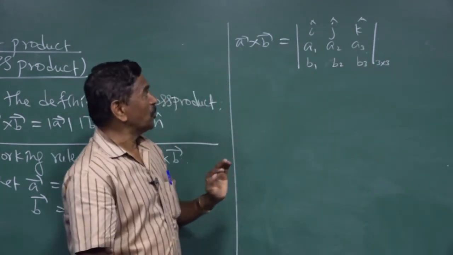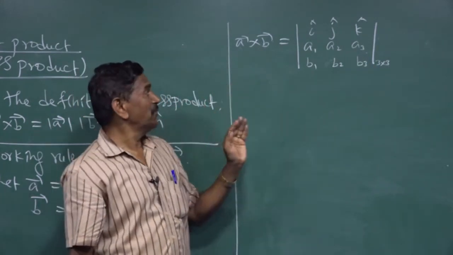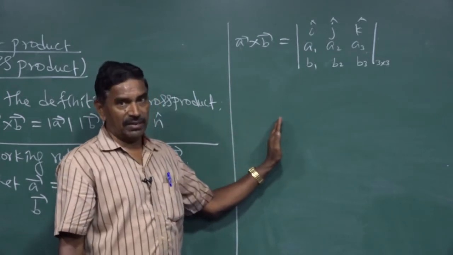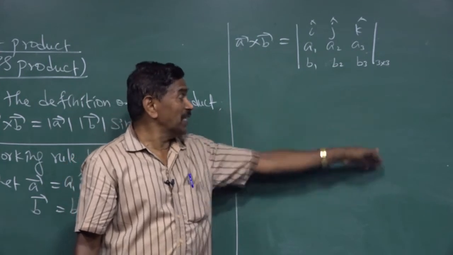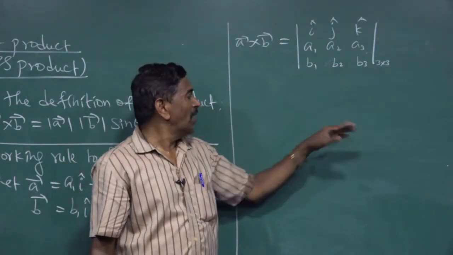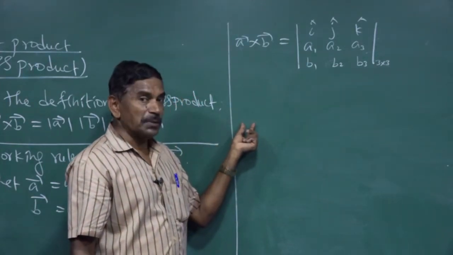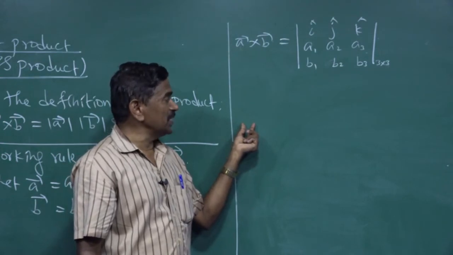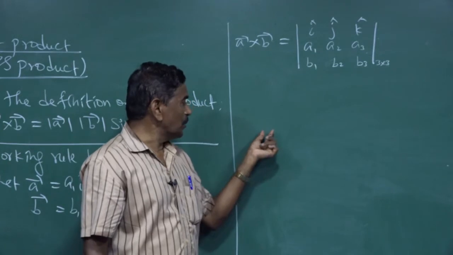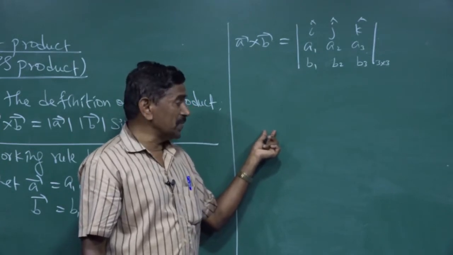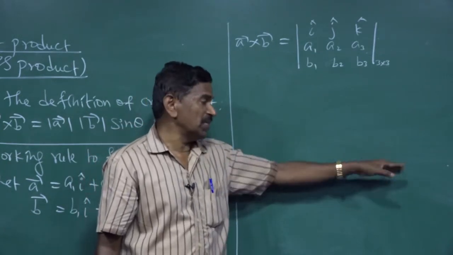Suppose B vector crosses C vector is equal to determinant ijk. Here first is B vector, so B vector coefficients come in the second row, that is B1, B2, B3. Second is C vector, so C vector coefficients come in the third row, C1, C2, C3, likewise.